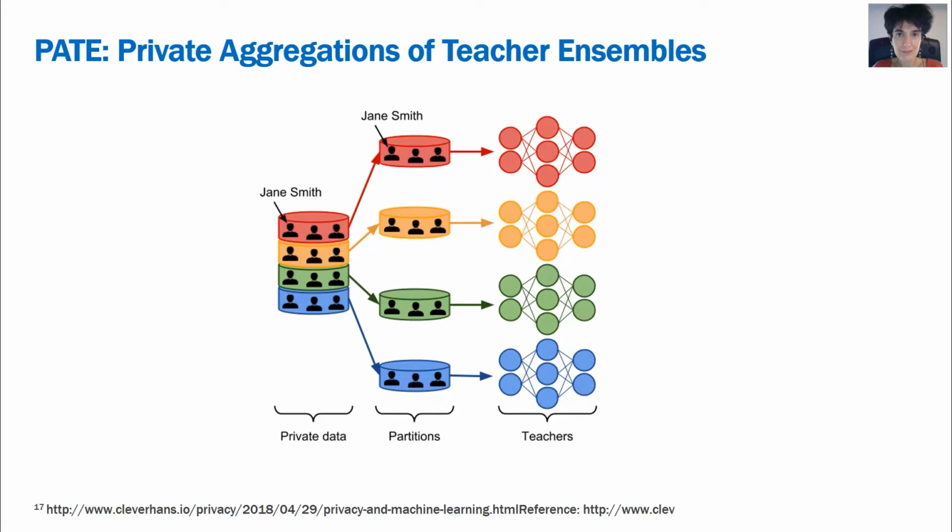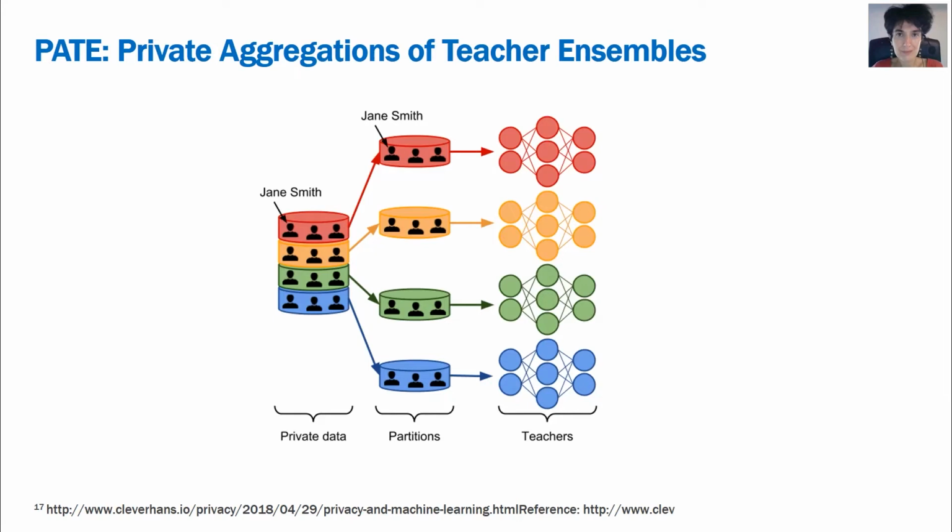In PATE, we start by partitioning the private data set into subsets of data, which are disjoint subsets. For instance, if a particular patient's record, Jane Smith's record, was in our private data set, then it is included in one of the subsets only. We train a machine learning model called a teacher on each of these subsets. There are no constraints on how the teachers are trained. We can use any machine learning model we like. All of the teachers solve the same machine learning task, but they are trained independently. So only one of the teachers has analyzed Jane Smith's record during training. This is the key idea underlying PATE.